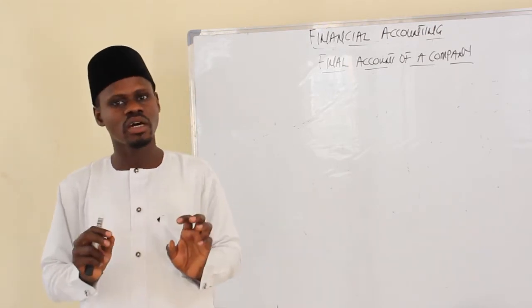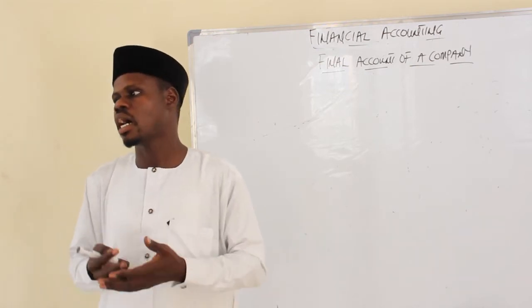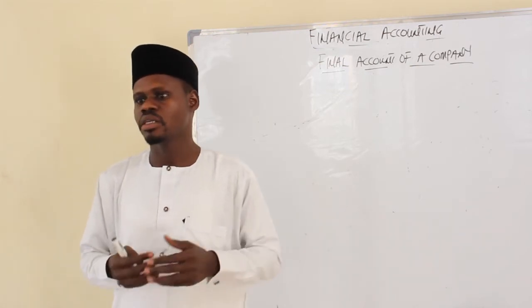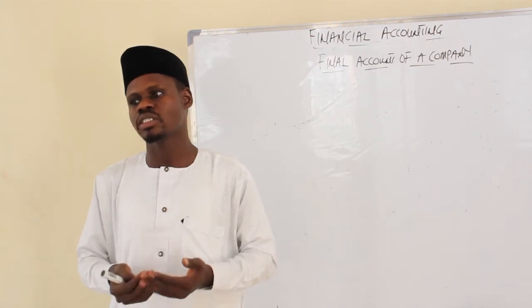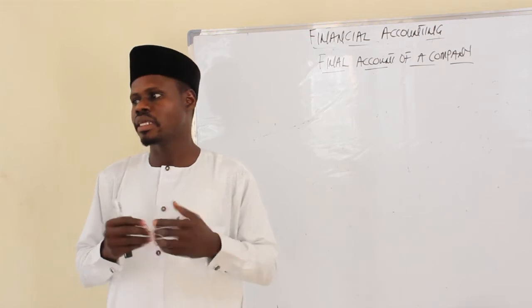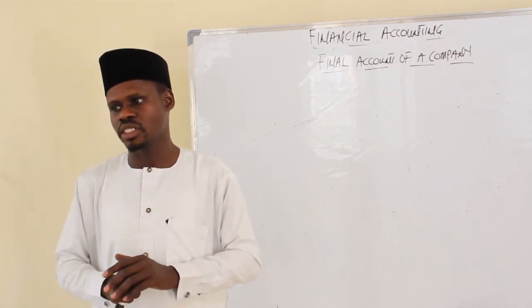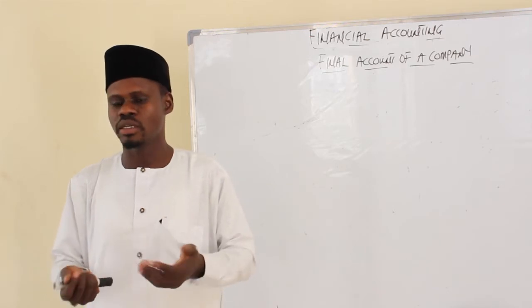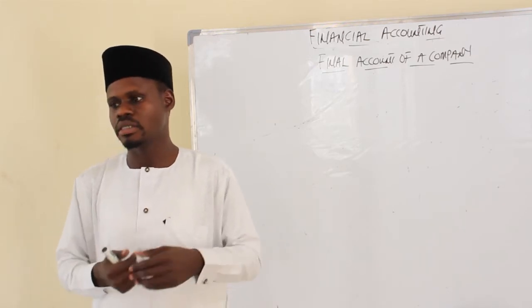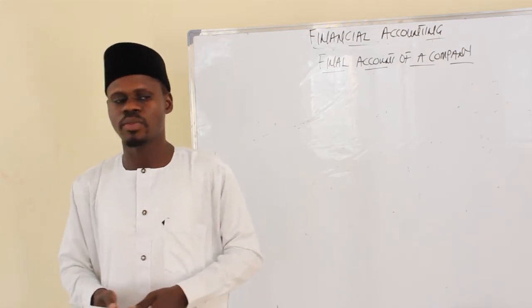When we say the final account of a company, we mean the trading profit and loss account and the balance sheet. The trading profit and loss account will show us the profit or loss such a company has made, and the balance sheet will show us the financial position of such a business. When we say financial position, we mean the assets of such a business, the liabilities, and likewise the shareholders' fund.